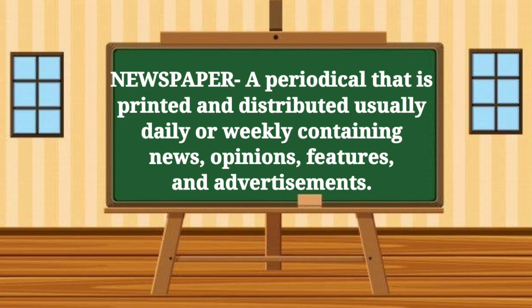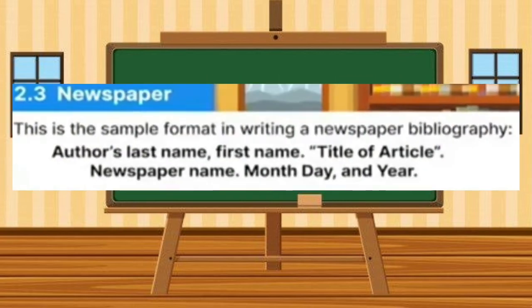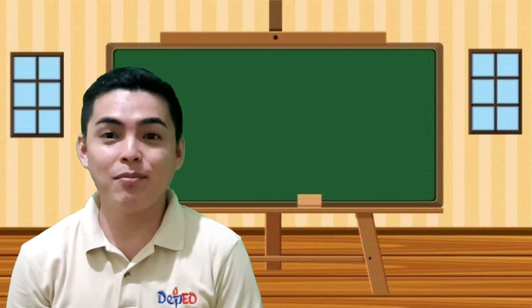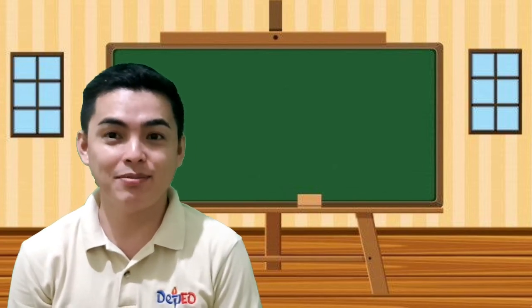And lastly, we have the newspaper. It is a periodical that is printed and distributed usually daily or weekly, containing news, opinions, features, and advertisements. It begins with the author's last name, comma, author's first name, period, the title of the article enclosed by quotation marks, period, name of the newspaper, period, the month and day, comma, and year, period. Take a look at the format of a newspaper bibliography.